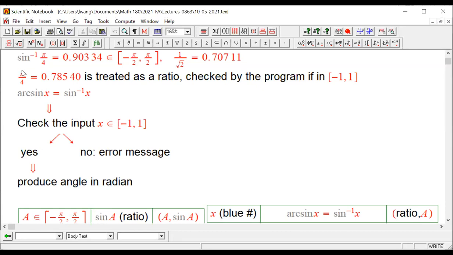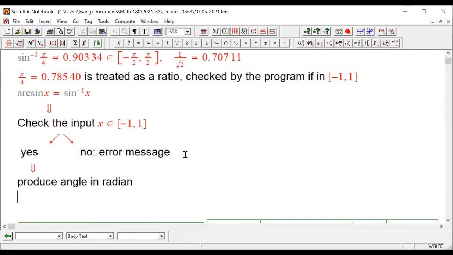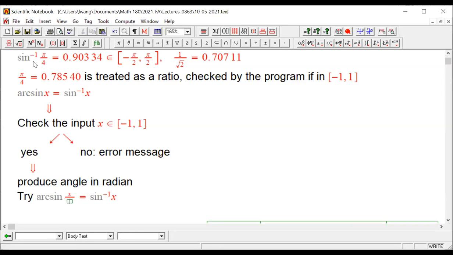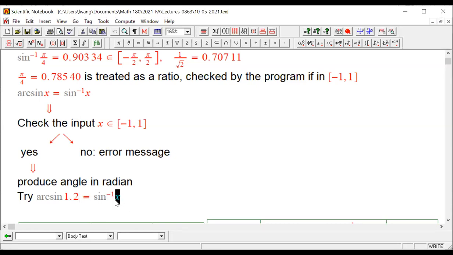So now I ask you guys to input, try arcsine. I'm going to give you a value, okay? Try arcsine 1.2. Do you have that button on your calculator? Try this. What do you get? You should get an error message.